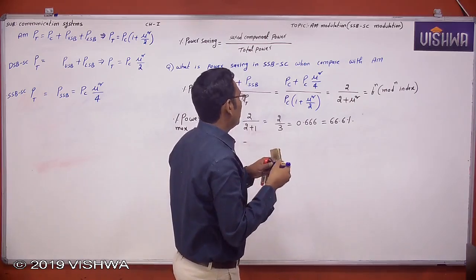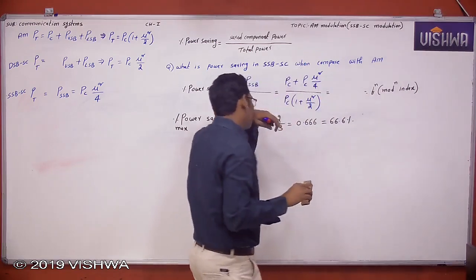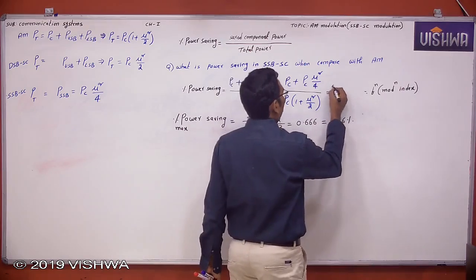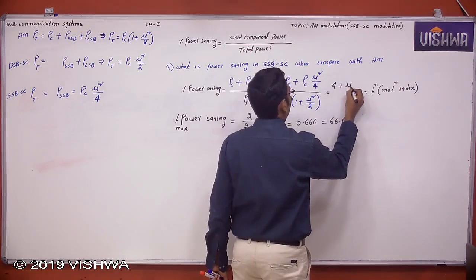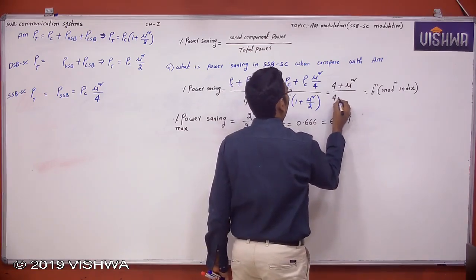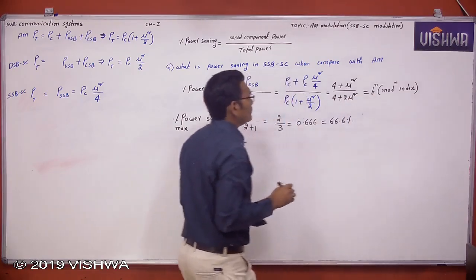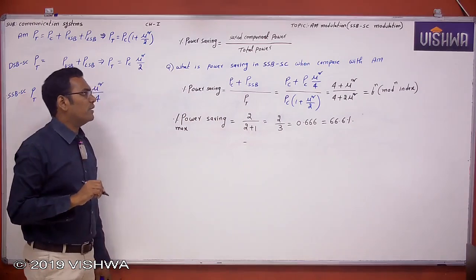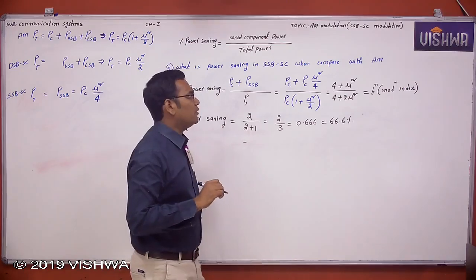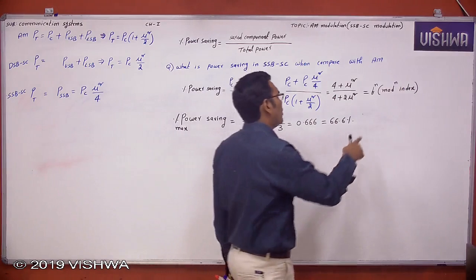Therefore, Pc cancels and 2 also cancels. Now this is nothing but 4 plus mu square by 4 plus 2 mu square. Therefore, 4 plus mu square by 4 plus 2 mu square is also a function of the modulation index.